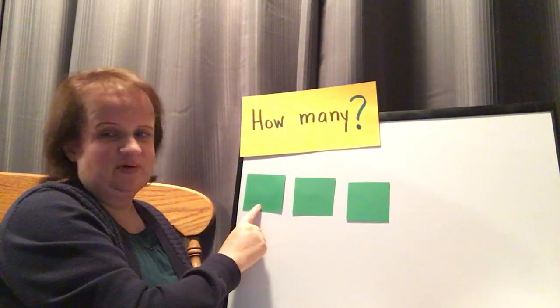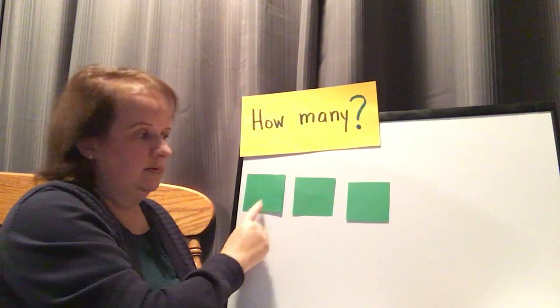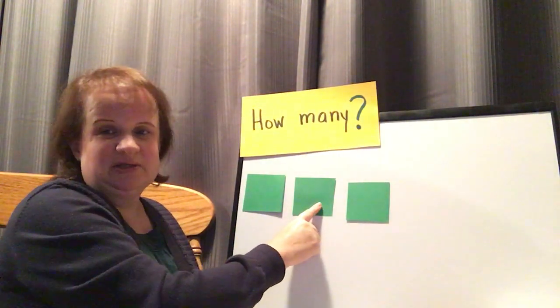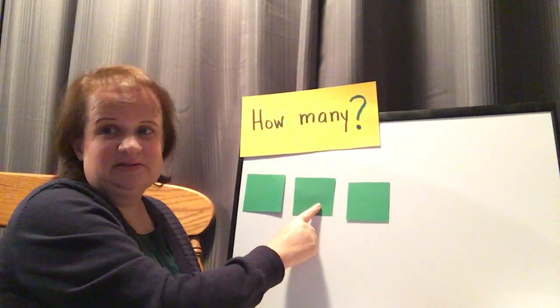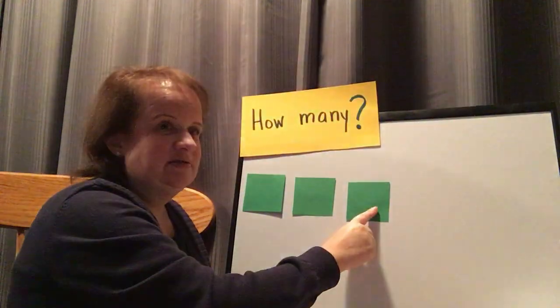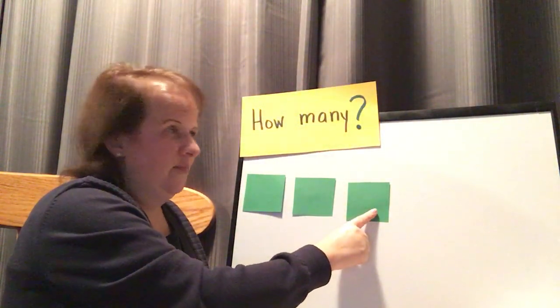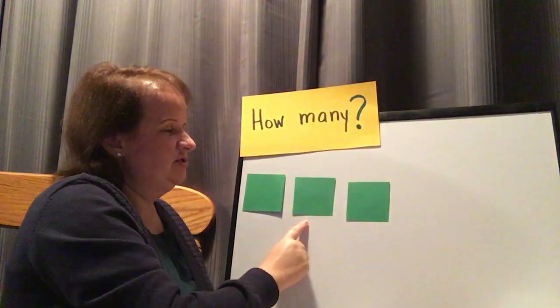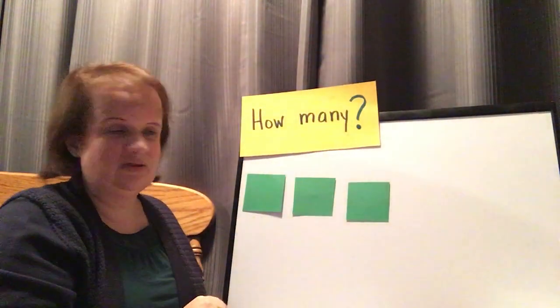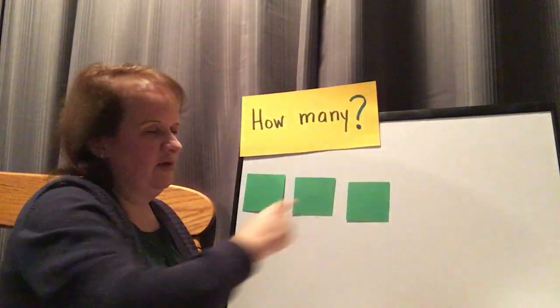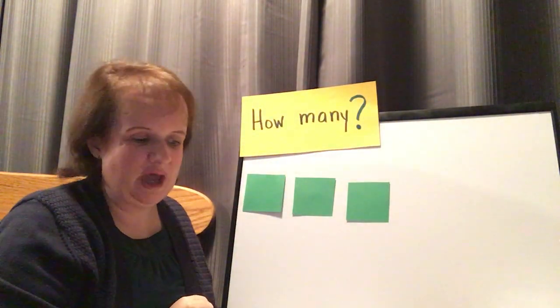I touched the first object and said 1. I touched the next object and said 2, the next number when I count. I touched the last object and said 3. How many objects do I see? I see 3. 1, 2, 3. I just went back and checked.